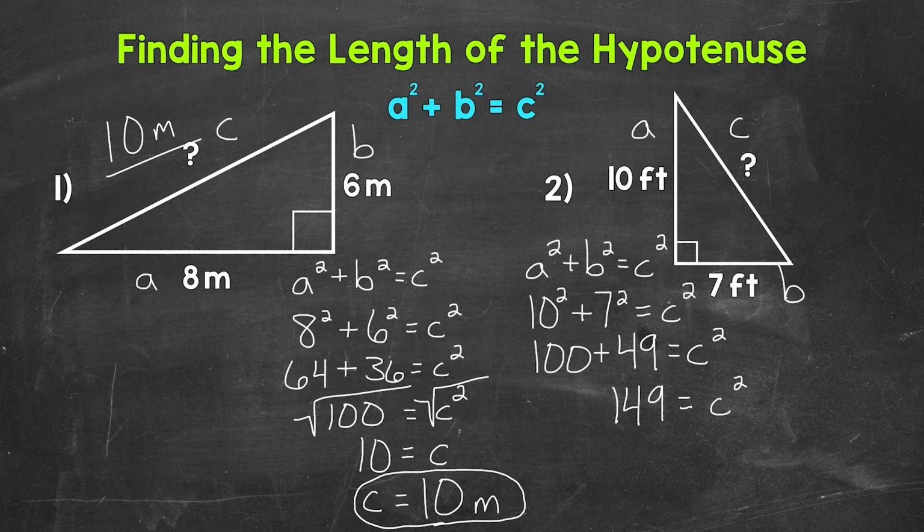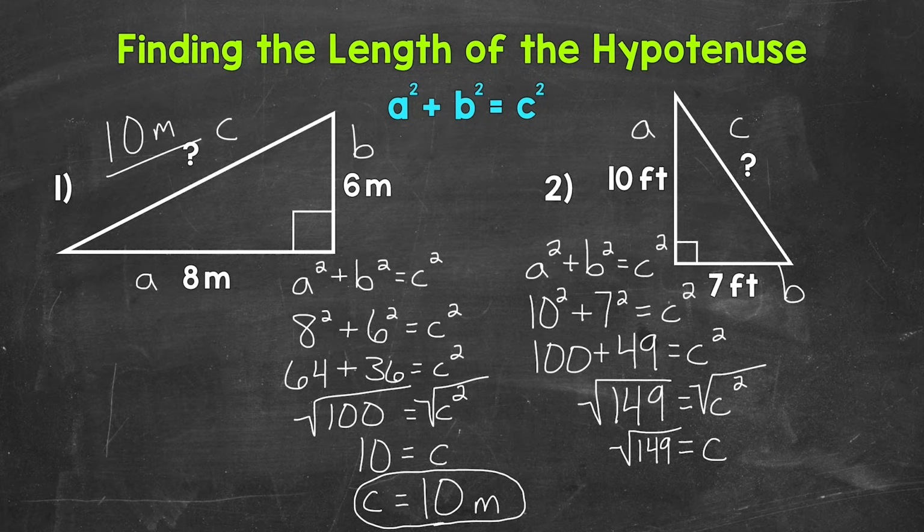C is being squared, so let's take the square root in order to isolate c. Whatever we do to one side of the equation, we must do to the other, so let's take the square root of 149 as well. We end up with an isolated c on the right side of the equation, and then as far as the square root of 149, 149 is not a perfect square, so we do not end up with a whole number answer. C equals the square root of 149.